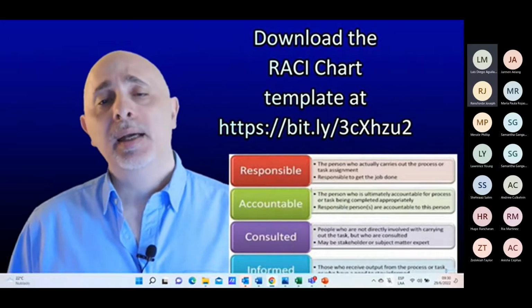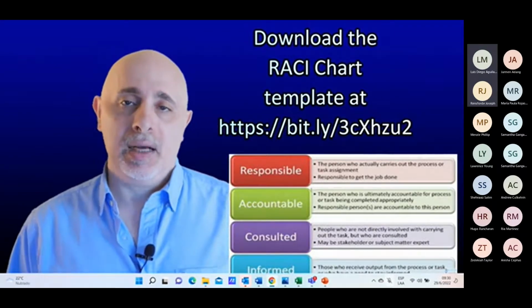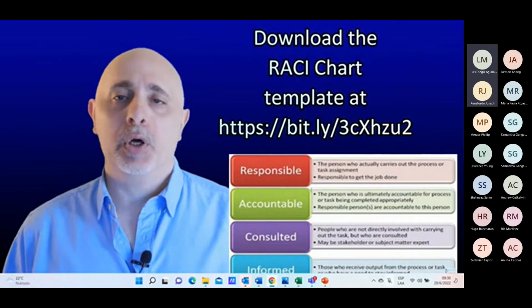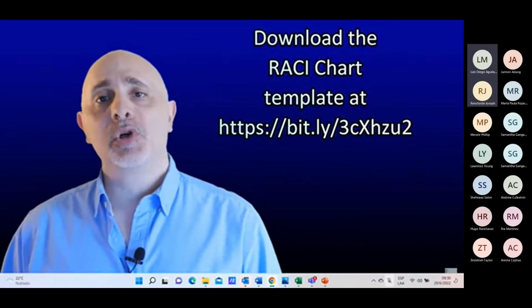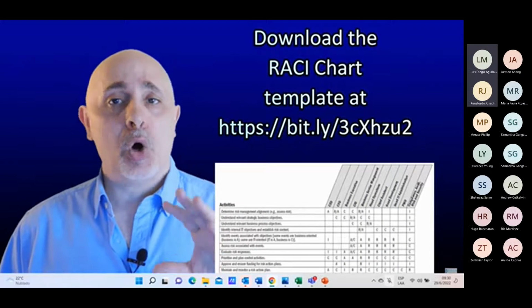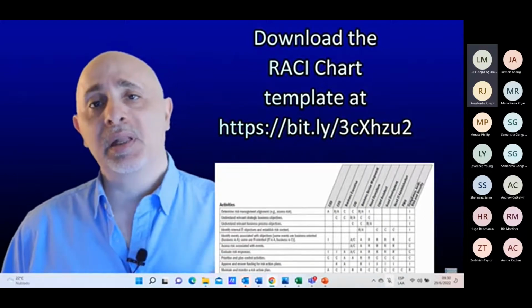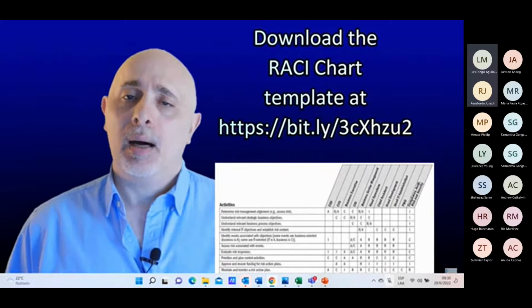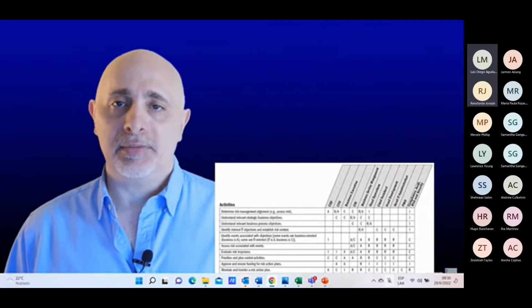The RACI tells you who could be a stakeholder on your project. Anyone that you would put on your chart. As an example, this chart that you see here, all the people that would be on this, whether they're marked R, A, C, or I, are stakeholders on your own initiative.